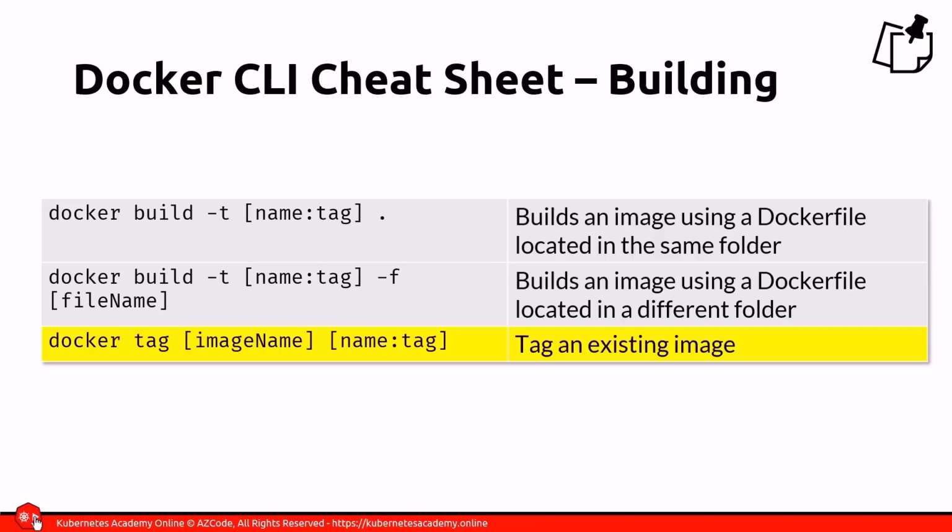The tag command lets you assign a name to an image. This tagging has two parts, a name and a tag. The tag is usually used to specify the version number.